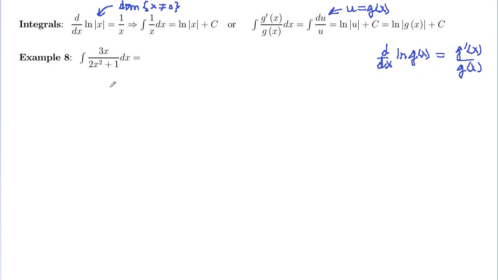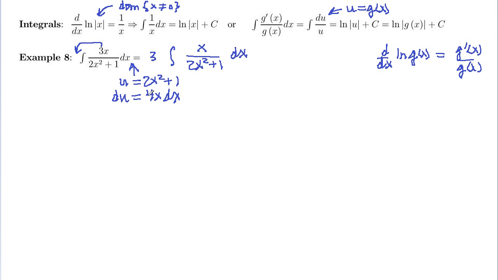Anytime that you have a function on the bottom and its derivative on the top, you should be thinking logarithm. So here I see I've got an x squared on the bottom and an x on the top. So I'm going to do a u substitution here, and I'm going to let u be 2x squared plus 1. So then my du is going to be 4x dx. And then up here I've got 3x dx. Well, let's take that 3 on the outside there. So I'll have 3 times the integral of x over 2x squared plus 1 dx.